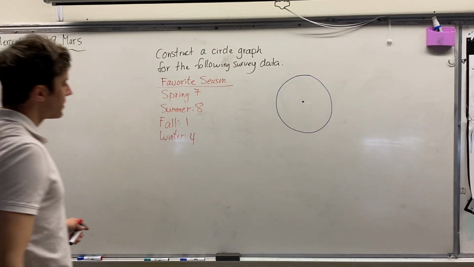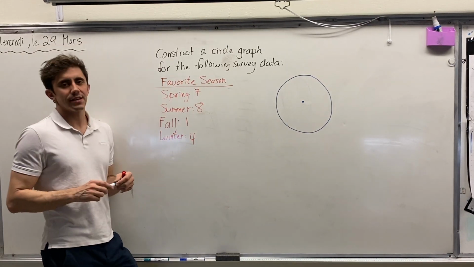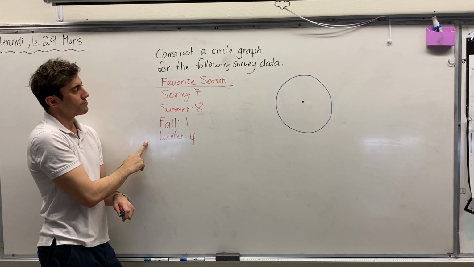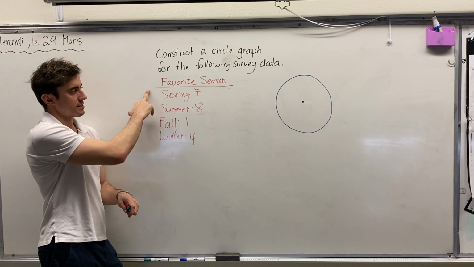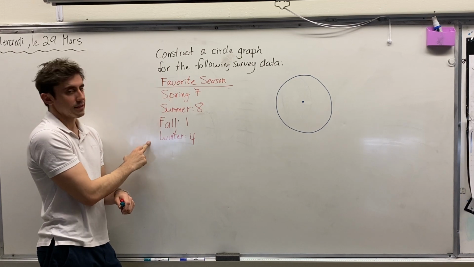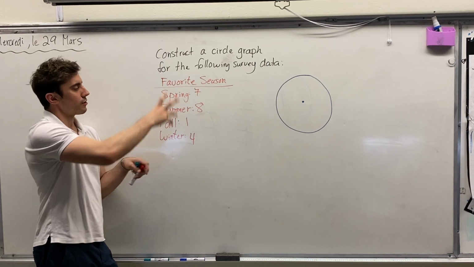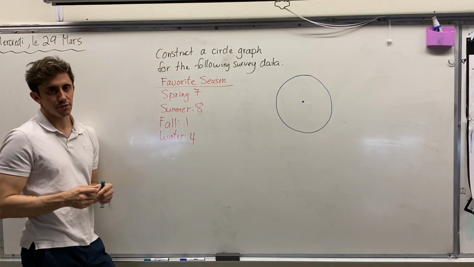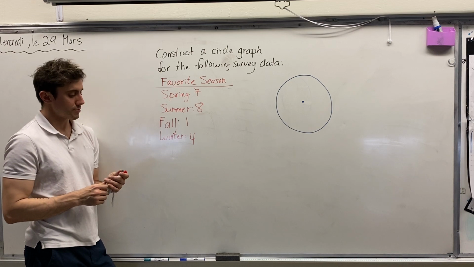Good afternoon, everyone. Today we're going to be looking at circle graphs from the grade 7 curriculum, and we're going to be looking specifically at 20 people's favorite seasons: spring, summer, fall, and winter. Okay, so we're going to look at the data, get some percentages out of it, and then pop that information onto a circle graph as accurately as we can.